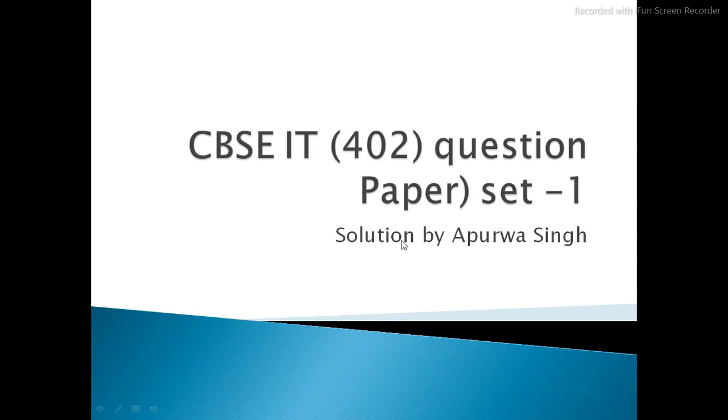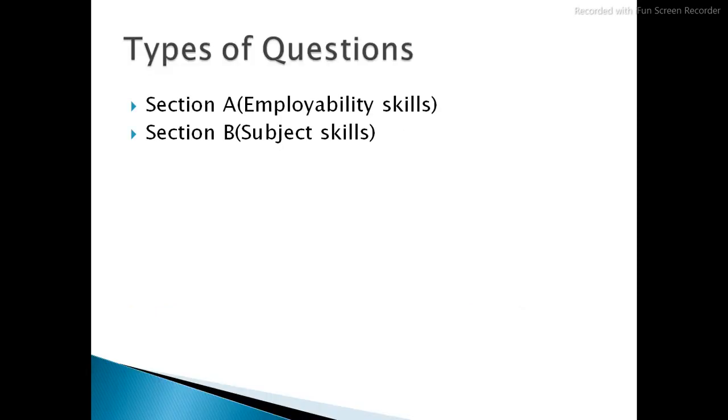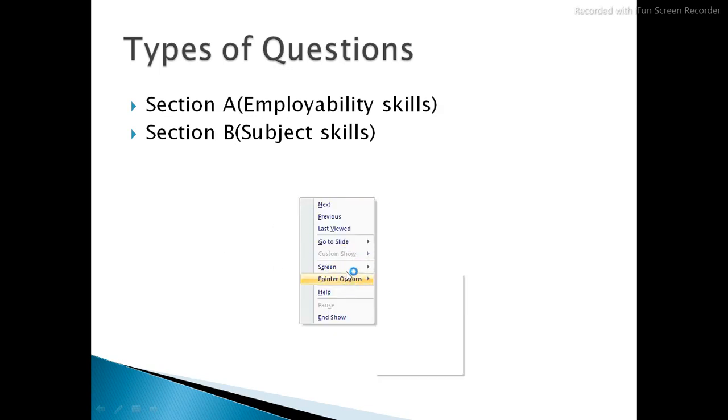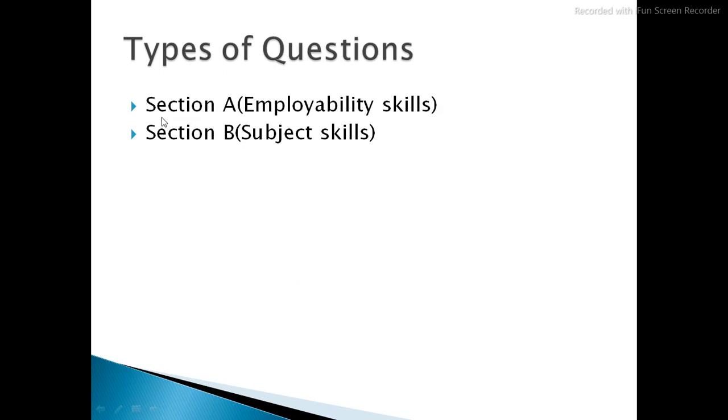So these are the questions for CBSE IT, and I have discussed a few questions only, and afterwards I'm going to discuss a few more. So what are the types of question you are going to have? Let me take a pointer first. Section A will be employability skill, and from employability skill you are going to get 10 marks question. Section B will be subject skill, and from subject skill you are going to get 40 marks question.